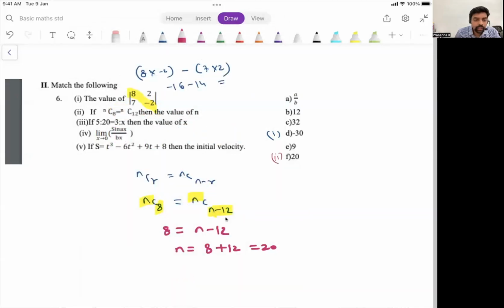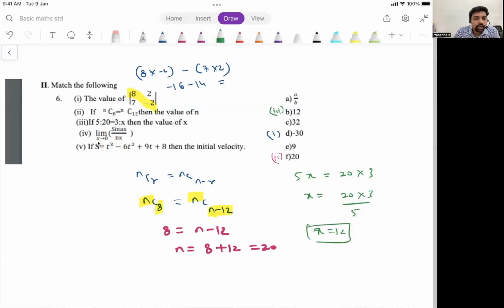So for the second one, answer is 20. And third one is if 5 is to 20 equals 3 is to x, then find the value of x. Again, application of proportions. A product of extremes is equal to product of means. 5 into x is 5x equals 20 into 3. So solve for x, 20 into 3 divided by 5. You will get x as 12. So third one answer is 12.